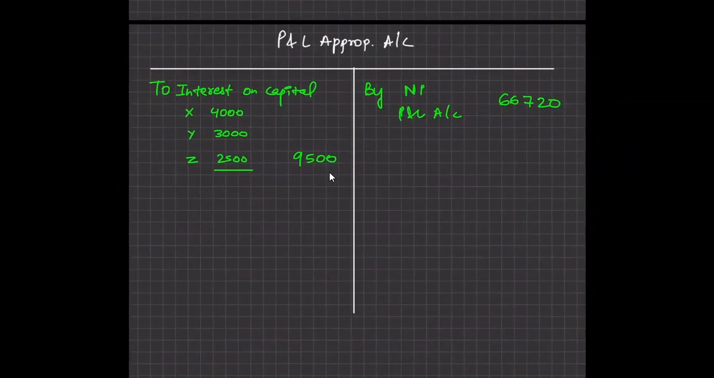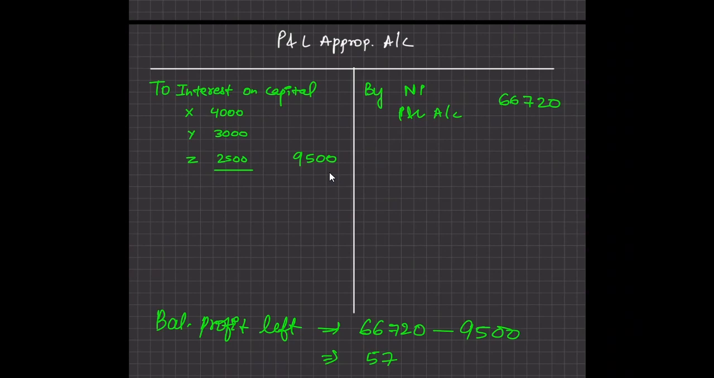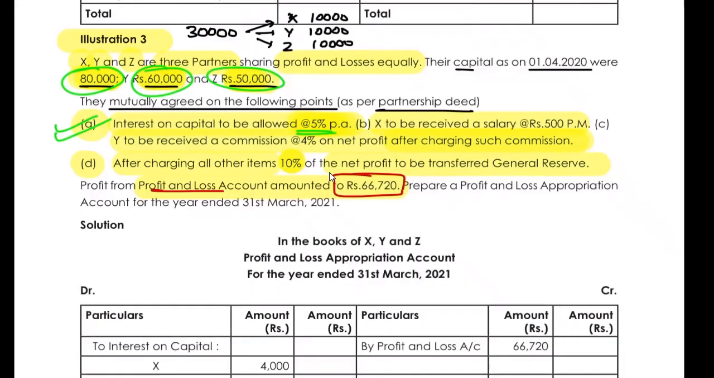Can you tell me what is the balance profit left right now? Before doing any other adjustment, what is the balance profit left? It is 66,720 minus 9,500, because 9,500 is the interest which we have paid. So 66,720 minus 9,500, the balance profit left is 57,220 rupees. That's the balance left that we need to distribute.